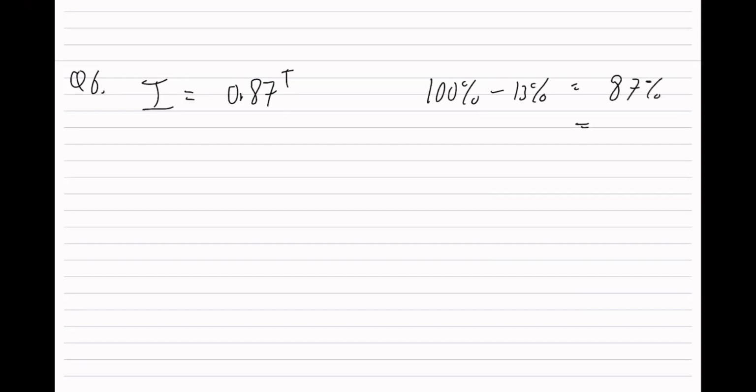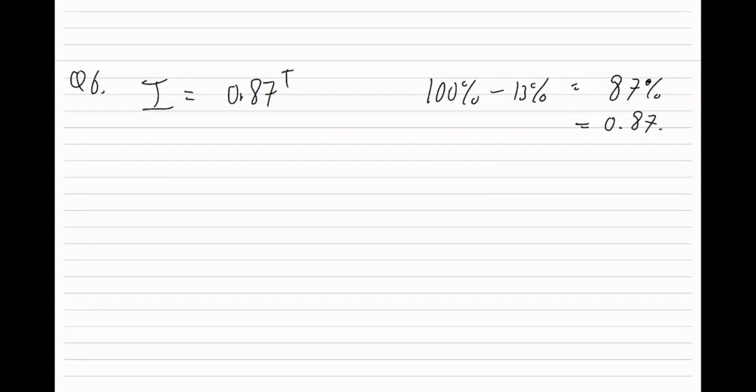Let's take a look at question 6. Light intensity. Each millimeter thickness of a translucent material reduces the intensity of a light beam passing through it by 13%, so that the intensity I of the light is given by I equals 0.87 to the power of T, where T millimeters is the thickness of the material. Where did this 0.87 come from? It came from 100% minus 13% equals 87%, divide by 100, so it's 0.87.